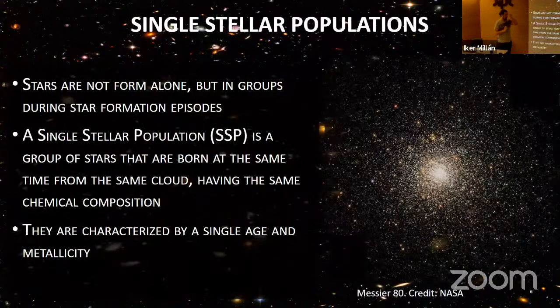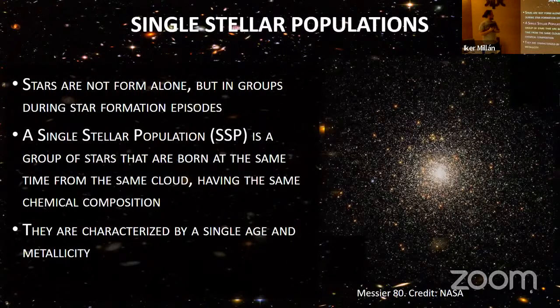So first, what's a single star population? How will you compute them? The thing is that stars are not formed just individually in a vacuum. They are formed in groups in a star formation episode. So a single star population is what we call a group of stars that are born at the same time. All the stars of that population have the same metallicity because they are from the same cloud, and they have the same age because they are born at the same time.